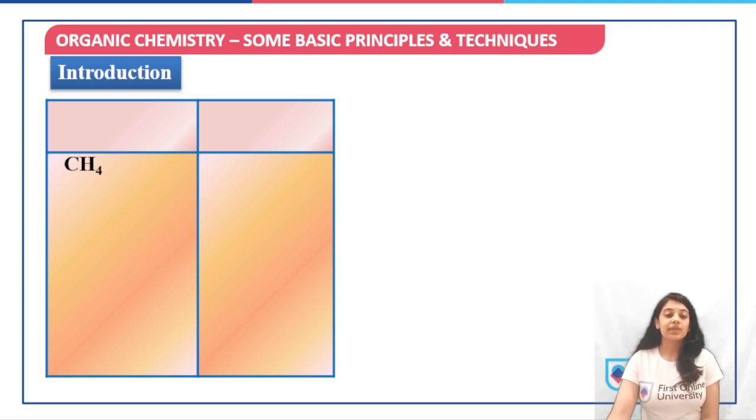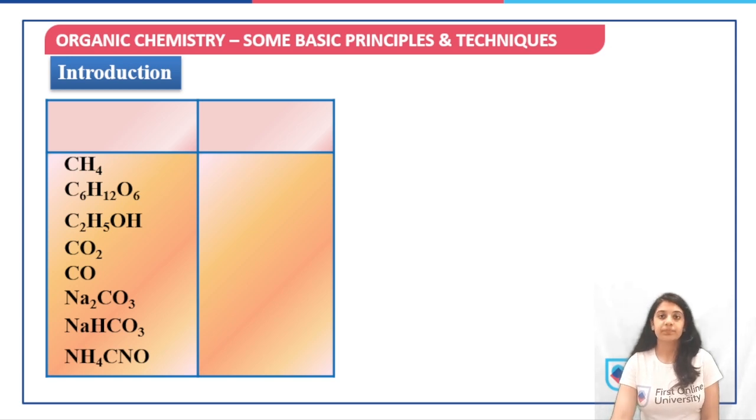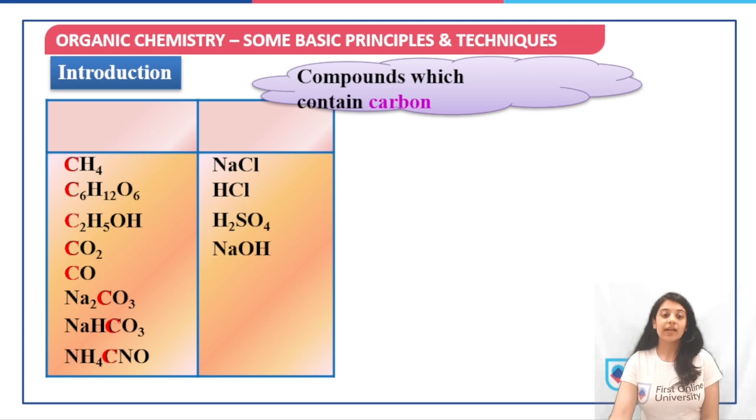When I talk of molecules like methane, or glucose, C6H12O6, ethanol, C2H5OH, carbon dioxide, CO2, carbon monoxide, CO, sodium carbonate, Na2CO3, sodium hydrogen carbonate, NaHCO3, or ammonium cyanate, that is NH4CNO, all these compounds are categorized into one particular category, whereas there are the rest of the compounds like NaCl, HCl, sulfuric acid, H2SO4, sodium hydroxide. All these compounds that contain carbon are classified into organic compounds, and the rest of the compounds are inorganic compounds.